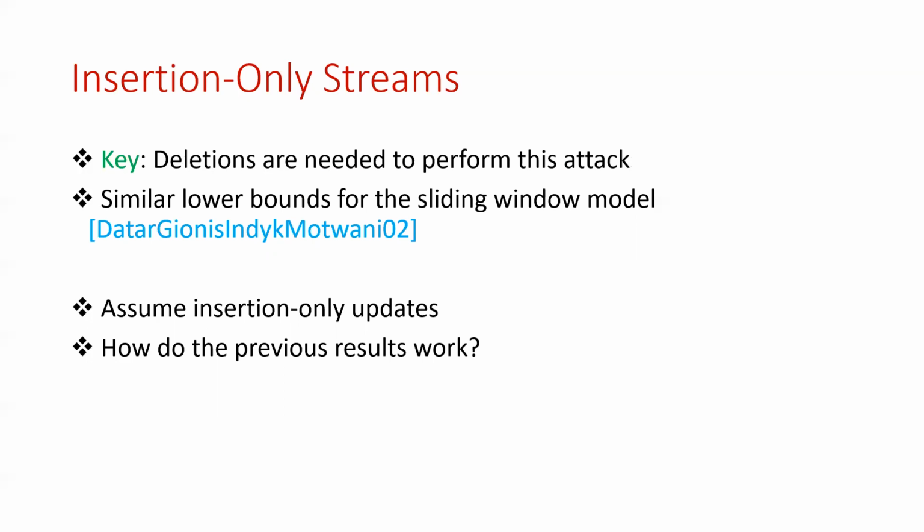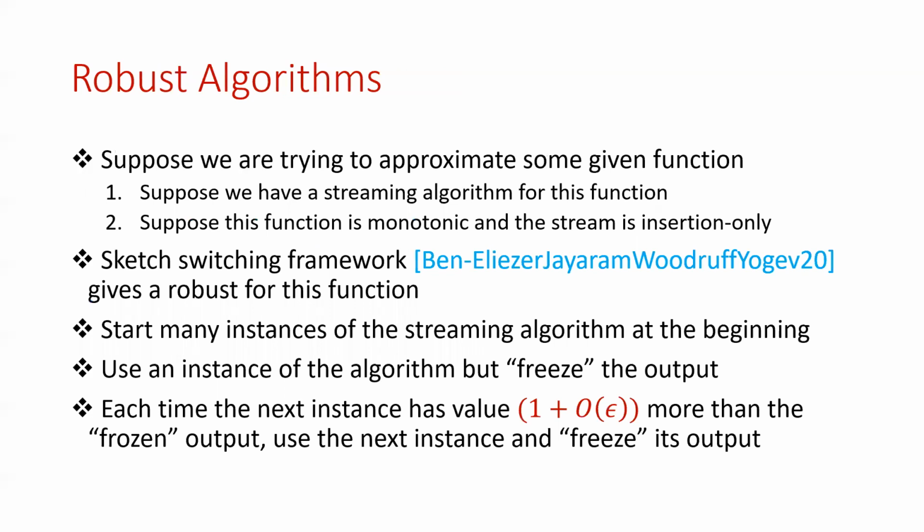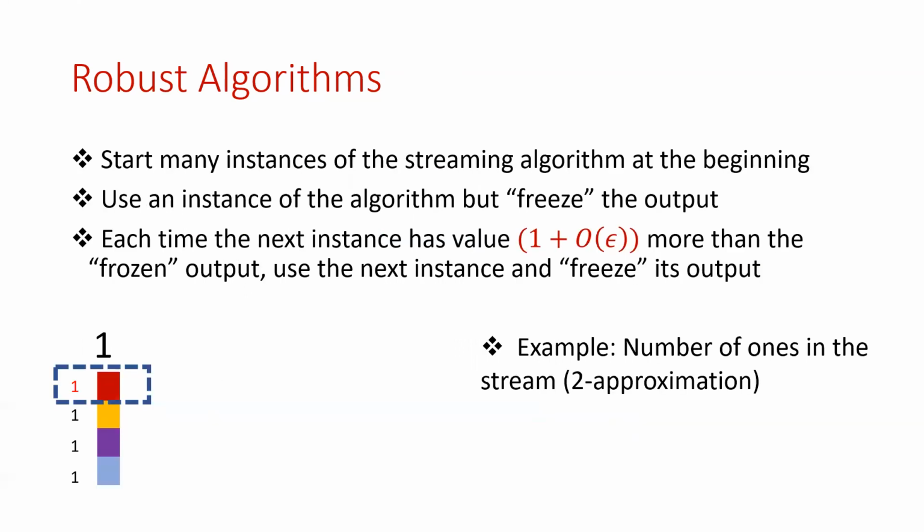And now the question is, how do the previous results work? So the previous framework by Ben-Eliezer et al. introduced a sketch switching framework. And the idea is that they start many instances of the streaming algorithm at the beginning. They use an instance of the algorithm, but they freeze the output. And each time the next instance has value 1 plus epsilon more than the frozen output, then they freeze the next instance and use its output instead. But perhaps this is best illustrated by an example.